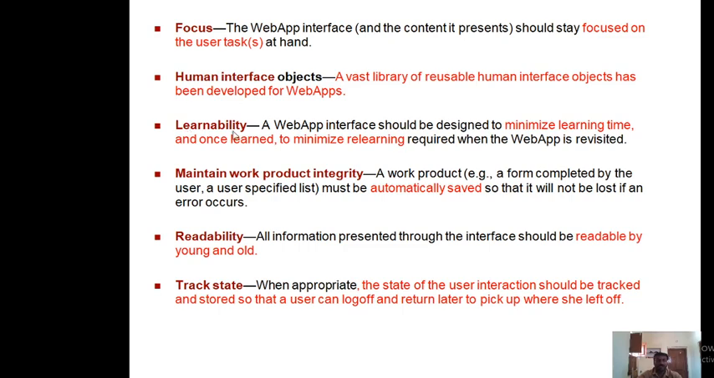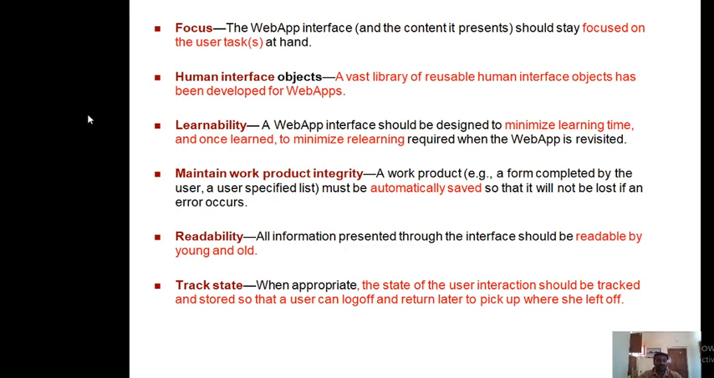Then the next one is learnability. Learnability means whatever web applications you are designing, they must be learnable by all people. When you are learning, it has to minimize the learning time, and once you have learned, it must minimize the relearning also. That means you may learn easily. It should not provide any difficulty when you are learning. So your web application interface must be developed in an easy manner.